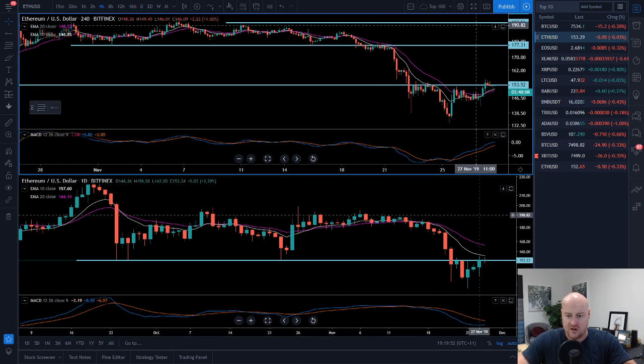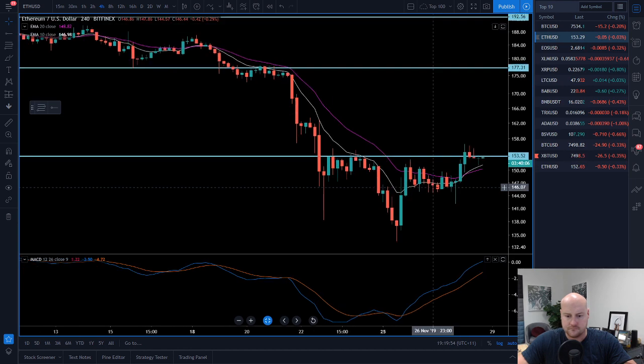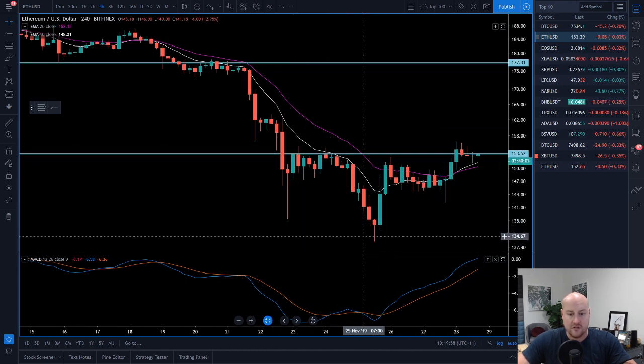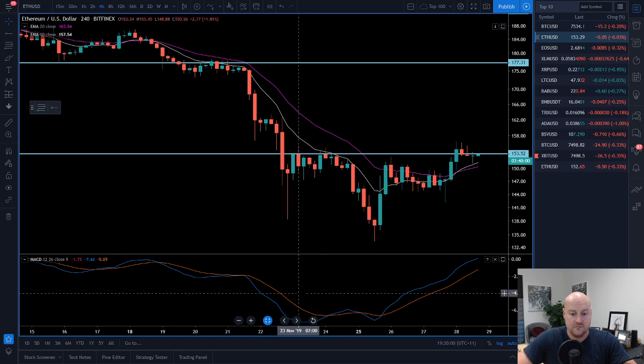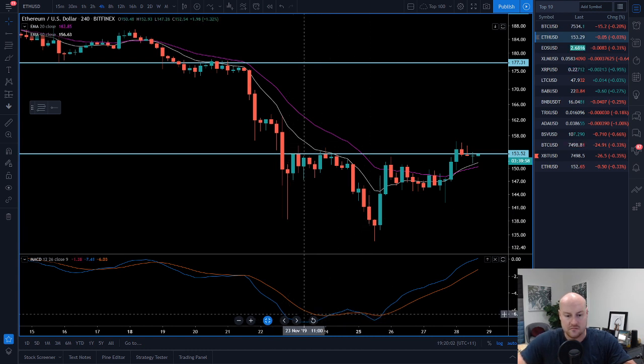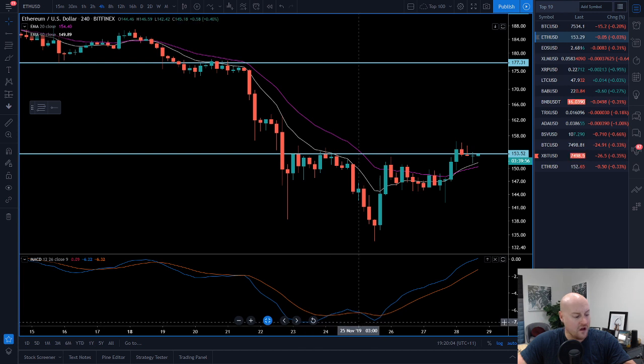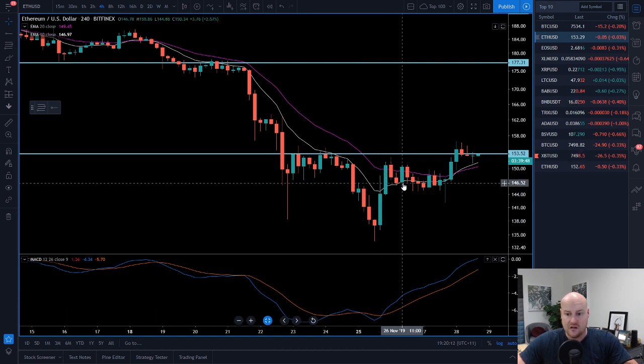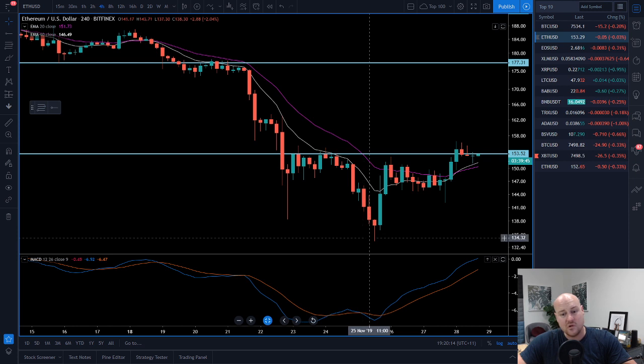So let me show you what divergence looks like here. As price has made a new lower low, see how this low is obviously lower than this low. Notice how the MACD has not. The MACD has made a higher low, all right? So with that being the case, I don't want to be looking for shorts in that.